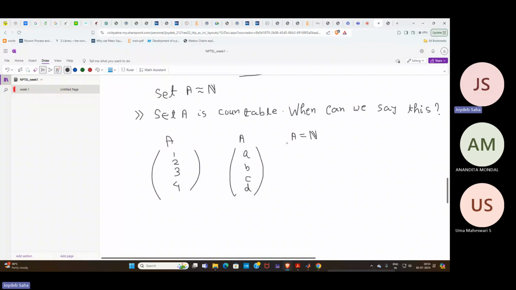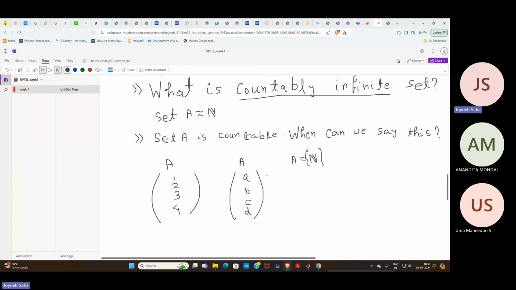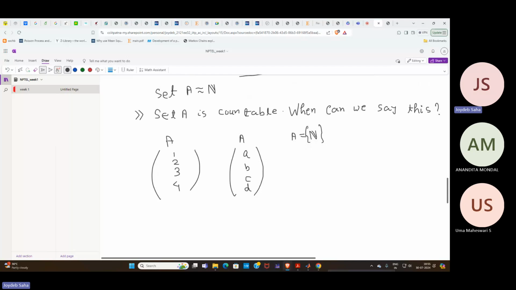If set A includes all natural numbers, or you can write it like this also. Sir, this is countable, but the points are infinite. Yes. So this is the thing, that set A is countable, and there may be two cases. If set A includes some finite number of elements like 1, 2, 3, 4, ABCD. Look, if this set A includes 1, 2, 3, 4, it does not have a bijection with the natural numbers.